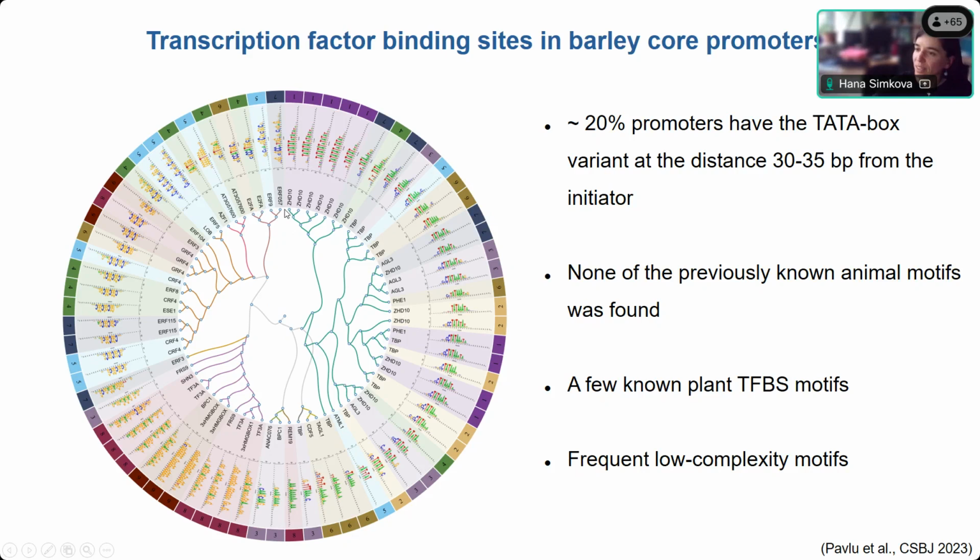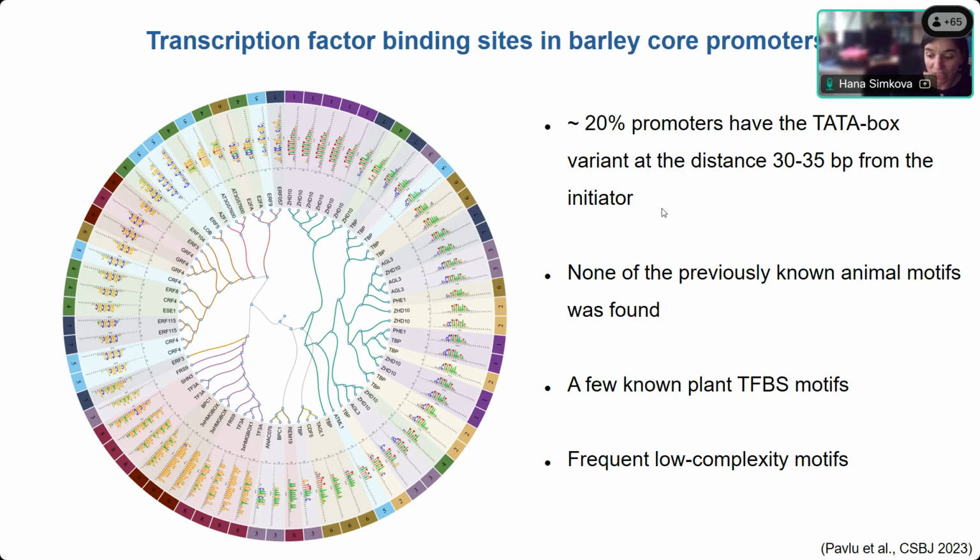We expected some very well-defined core promoter motifs to be drawn from this analysis, and we found none here. We tried also a biased approach, looking for previously known animal motifs, and we found really none, except for the TATA box.